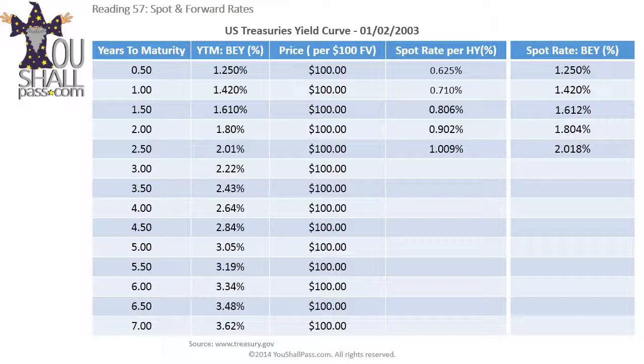We then enter a half-yearly spot rate of 1.0091% in the 2.5 year row, and then double that to quote the spot rate on a bond equivalent yield basis. Although we've only gone up to 2.5 years here, you should replicate this process for a few more maturities so that you're clear about both the concept and its execution.